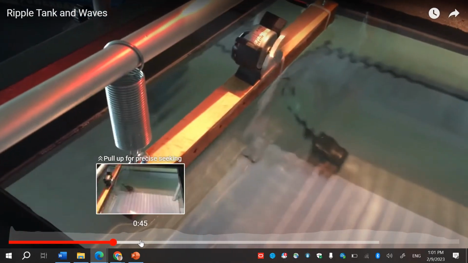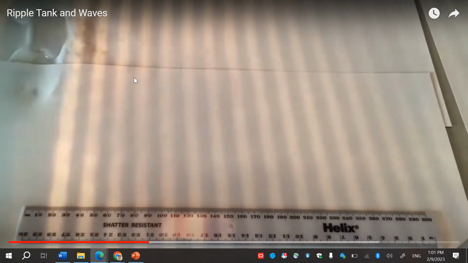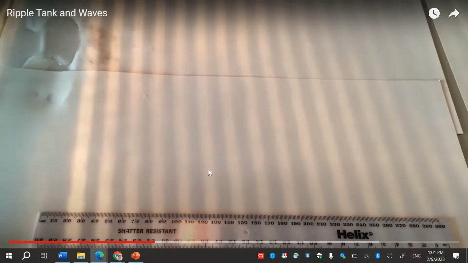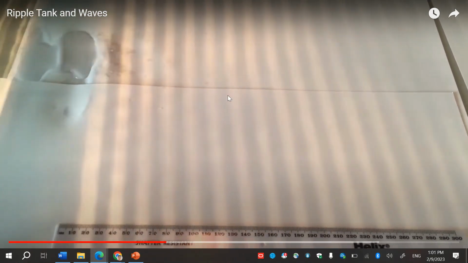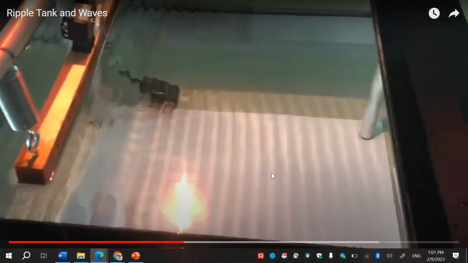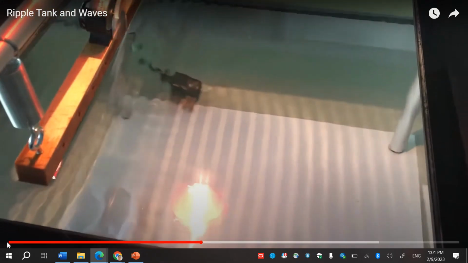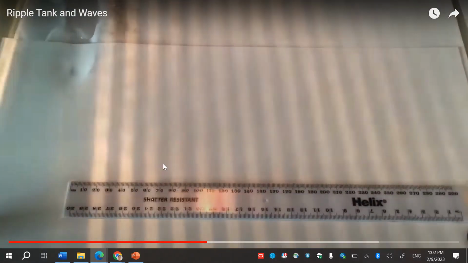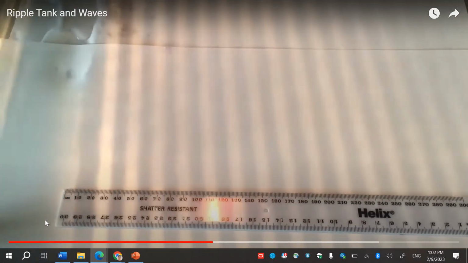You create the plane wave, and if you look down below, this is how the wave is projected. The wavefront, the shadow projected on this white paper screen, and with a ruler there you can measure the distance between two black lines. That is your wavelength. All right, so this is an example of a wavefront created using the ripple tank.